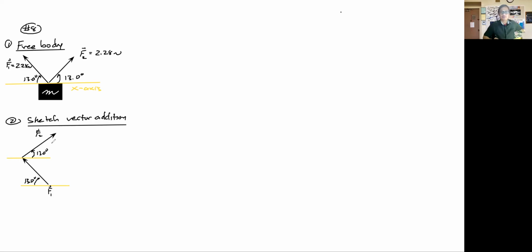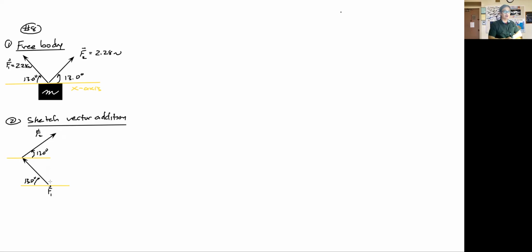This is the geometric method. When we make our sketch here, we're not going to measure anything. We're not going to measure any lengths or any angles. We just want a rough idea, based upon our free body diagram, of the direction our resultant vector will go.